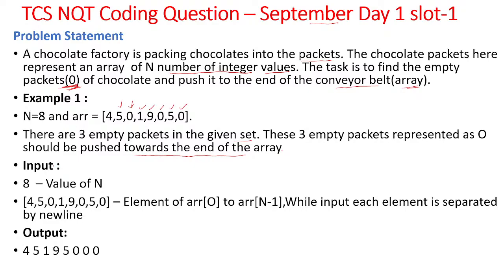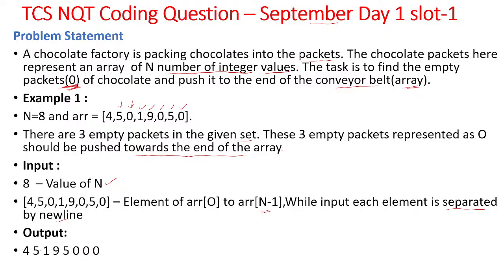So he has given the input here. The first line contains the n value, the number of elements in the array, and next he has given 4, 5, 0, 1, 9 and so on. These are nothing but the elements of the array from array of 0 to array of n minus 1. While giving input, each element is separated by a new line. We'll understand this afterwards.